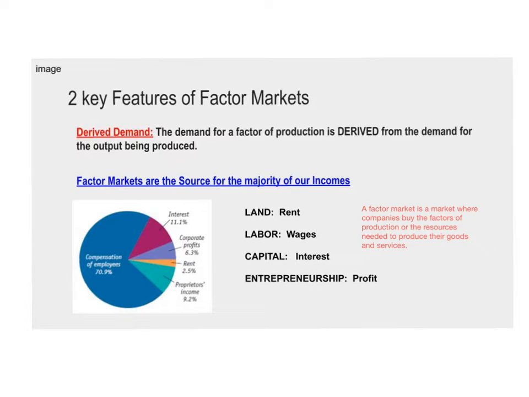A second important item regarding the factor market is that they will create the major source of incomes for individuals. Each factor of production will have a factor price. For land, people pay rent. For labor, people pay wages. For capital, such as financial capital, people will pay interest. And the management or the entrepreneurship will be paid through the profits of the firm.